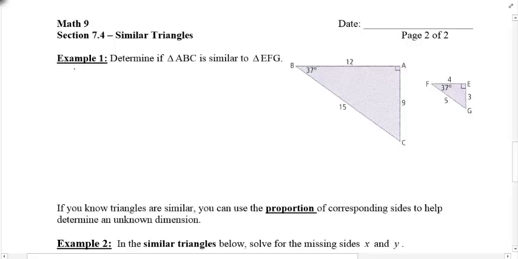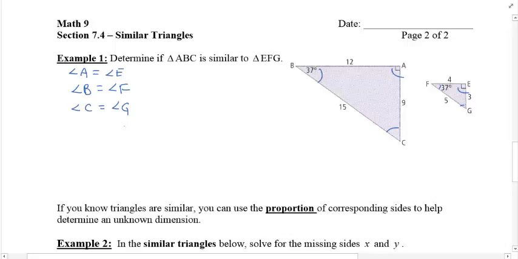So I'll say angle A seems to match up with angle E. Okay, that's good. They're both 90. Angle B matches up with angle F. So that's good. And then finally, angle C must match up with angle G, because third angles in a triangle must equal each other. So we've got the angles that correspond.